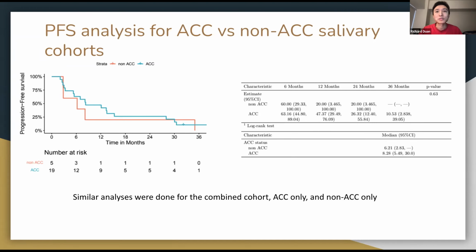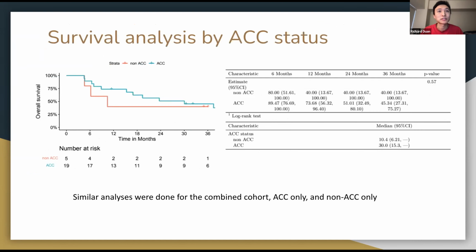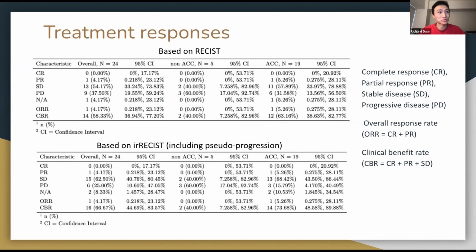I will ask about that. And then continuing onward, survival, and then treatment response. Oh yeah, this is like the same thing.